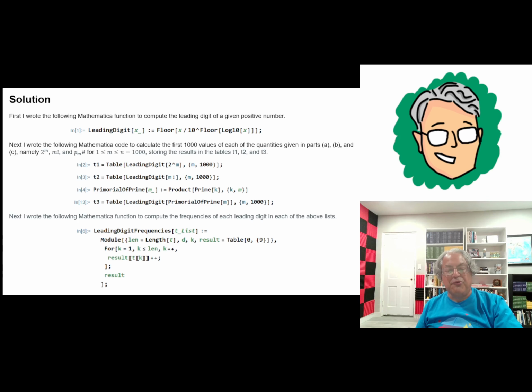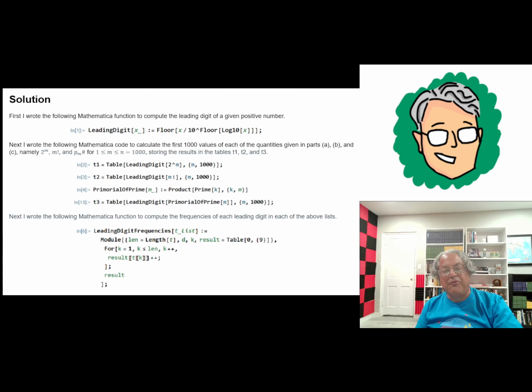This is a more complicated function, but I think it's pretty easy to see that this function will return the frequencies we want, because all we're doing is counting here. We're taking our table T, which could be any of these three tables, T1, T2, T3, and then we're just counting how many instances there are where the T sub k, where the... yeah, what am I saying here?